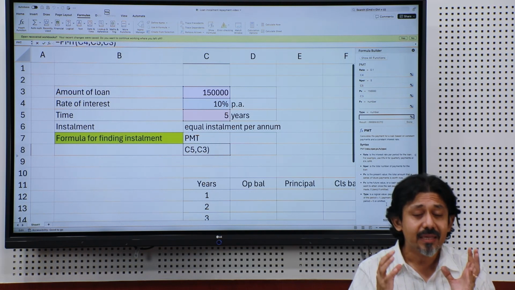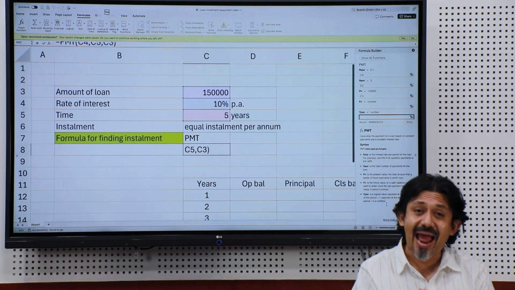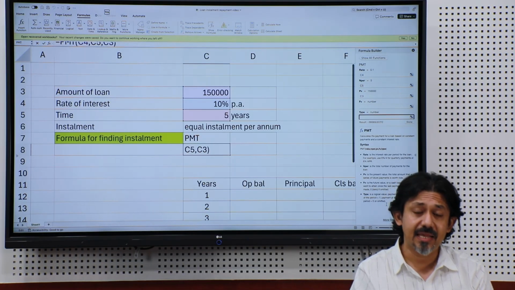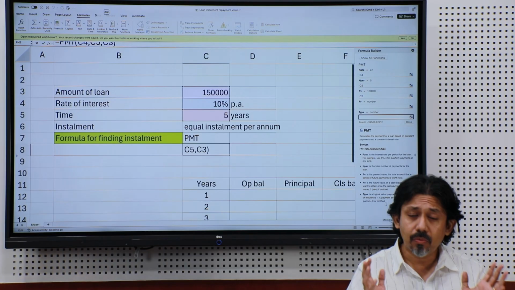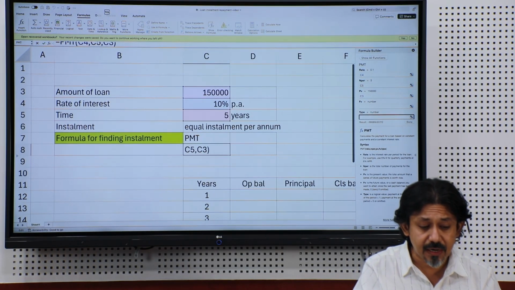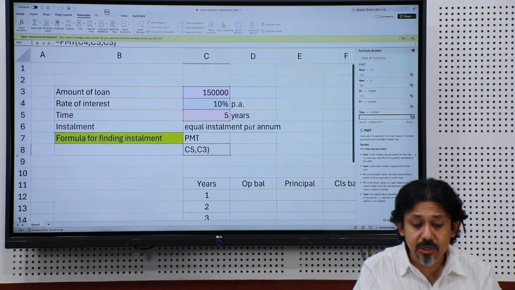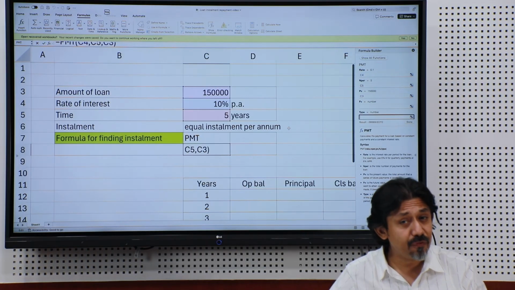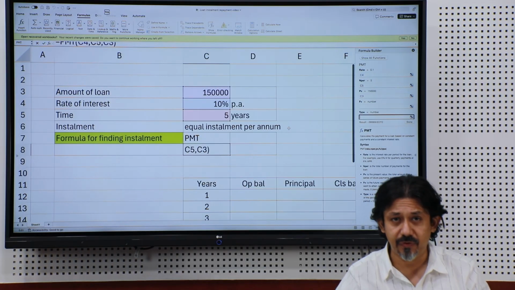Now, Excel specifically requires that as an input. It will ask for this cell and say, hey, what's your repayment schedule? So, if you read the installment cell over here, I have written equal installment per annum, but I have not said whether equal installment per annum means at the end of each year or in the beginning of each year.